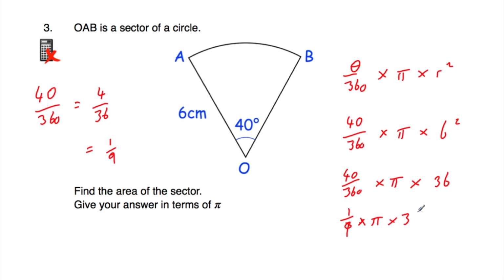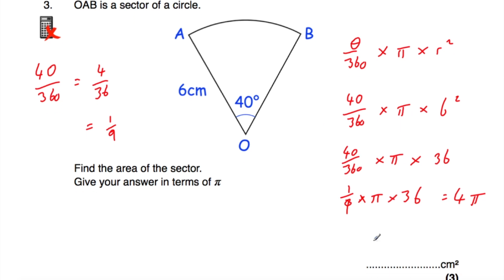Now we want to give our answer in terms of pi, so we've got a ninth times pi times 36. So let's do a ninth times 36, or a ninth of 36, and a ninth of 36 is 4. So that'll be equal to 4 pi. So that means the area of this sector is 4 pi centimeters squared, and that's it.